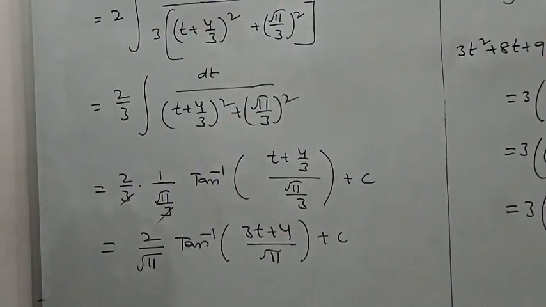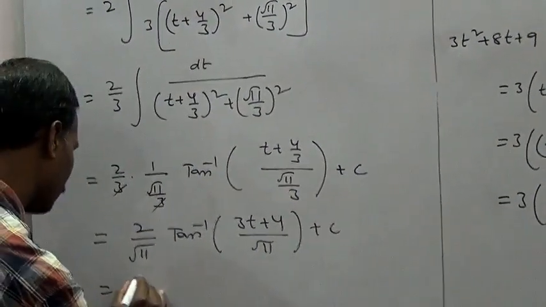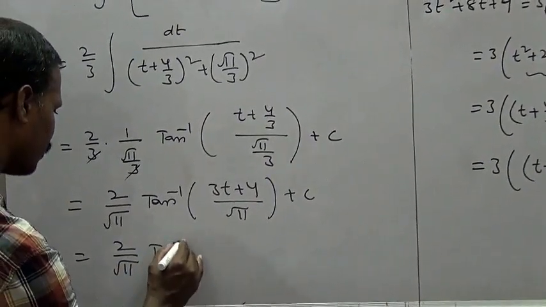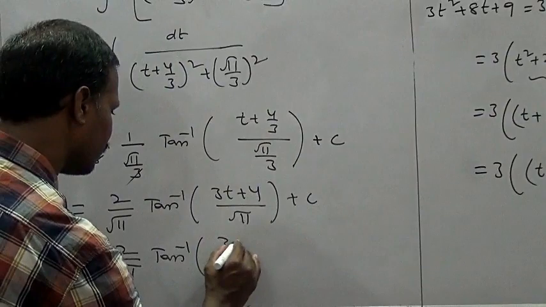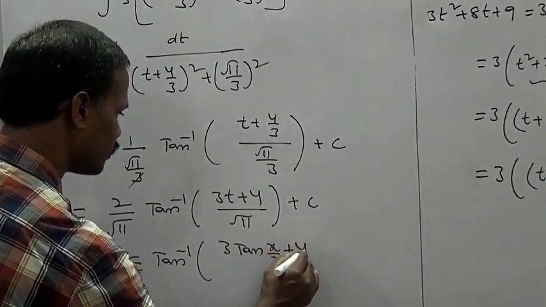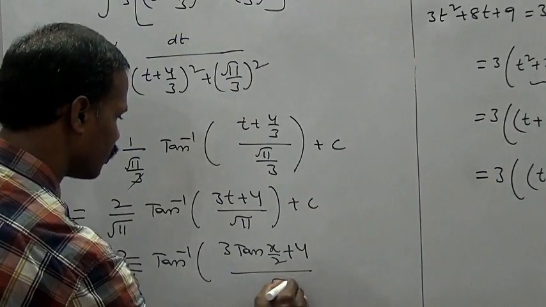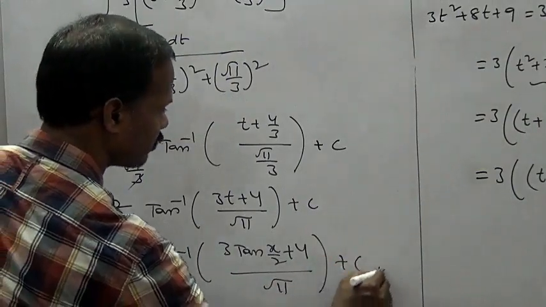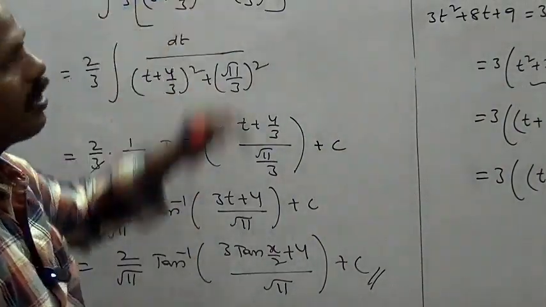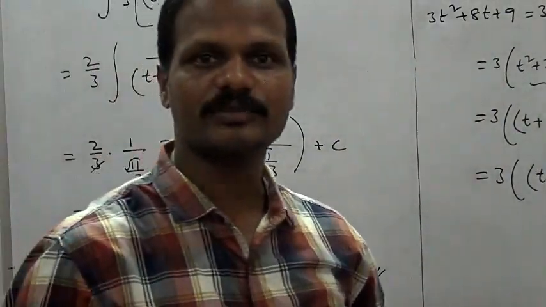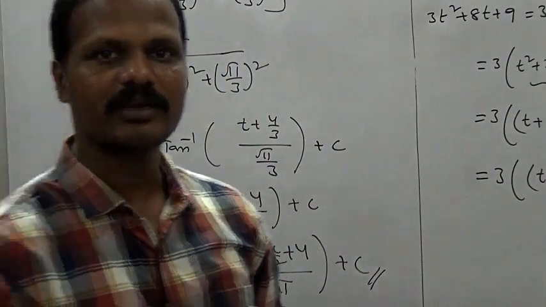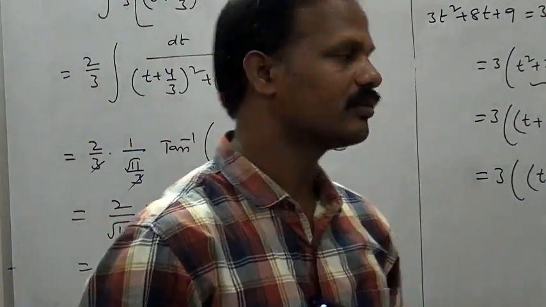Now this is equal to 2 by root 11 tan inverse, what is the value of t? Tan x by 2, plus 4 by root 11 plus c. Understood? So if the problem is given in this form, you have to consider tan x by 2 equal to t. So dx equal to 2 dt by 1 plus t square. Okay?